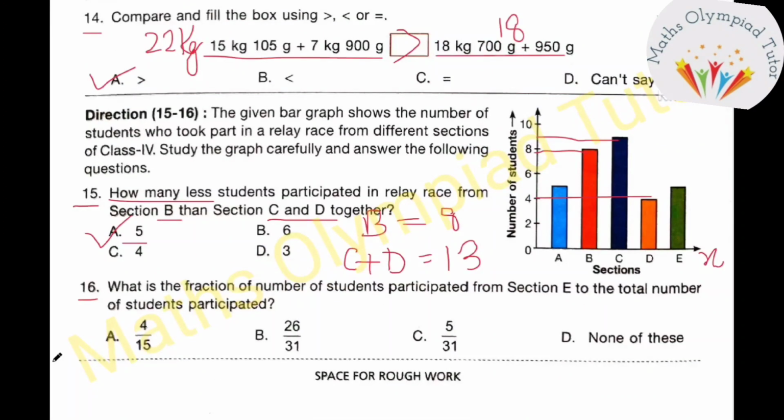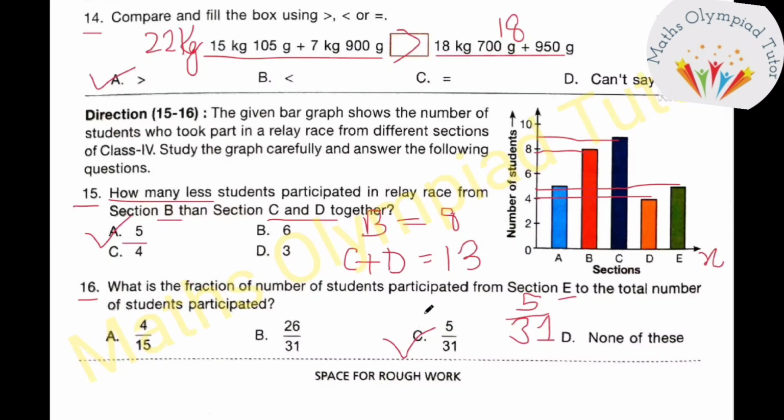Question 16: what is the fraction of the number of students participated from section E to the total number of students participated? So in E the students participating is 5. For E it is 5 students, and for total students we have to add A plus B plus C plus D plus E. So that is going to be 31 students. So the fraction here is 5 upon 31, which is in option C.